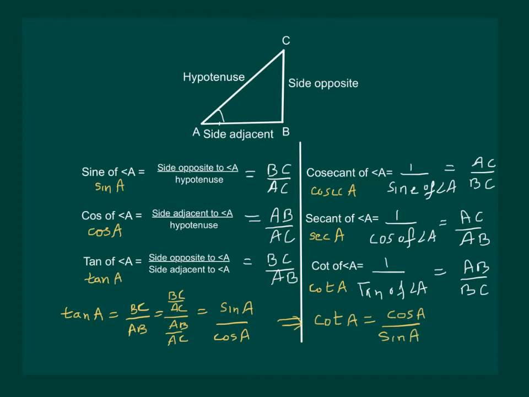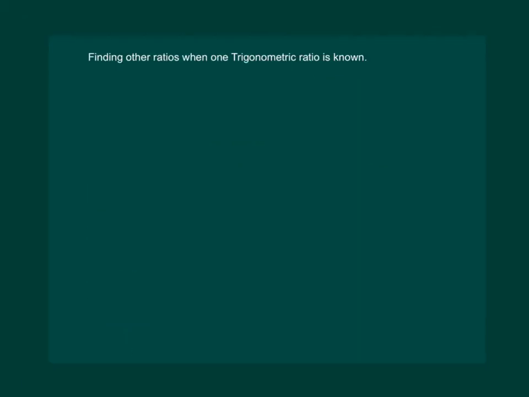So here we see that the trigonometric ratios of an acute angle in a right triangle express the relationship between the angle and the length of its sides. We have defined 6 trigonometric ratios of an acute angle. If we know any one of the ratios, can we find the other ratios? Let us see how we can do it.